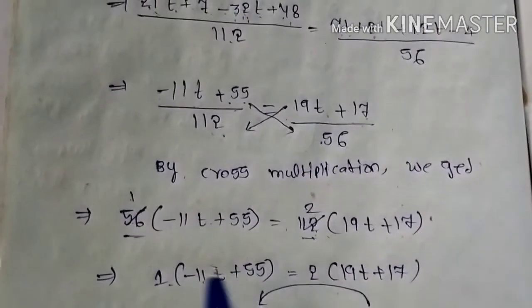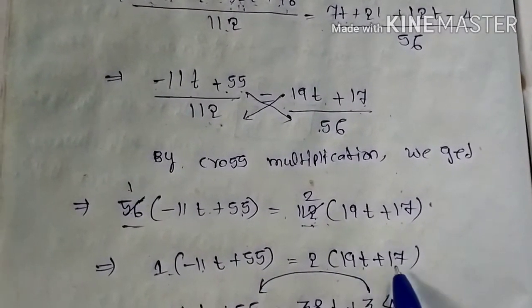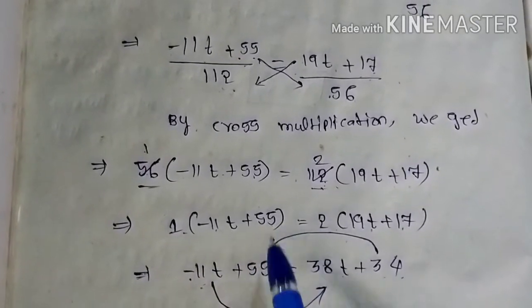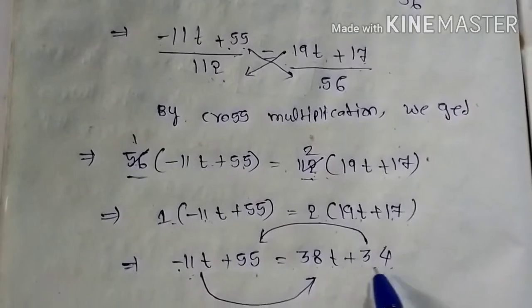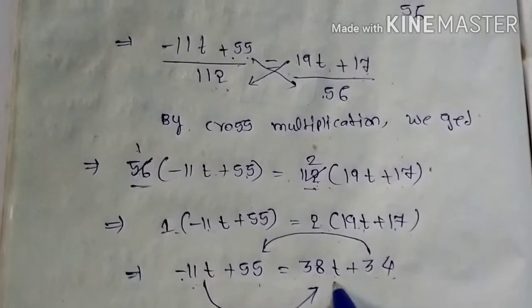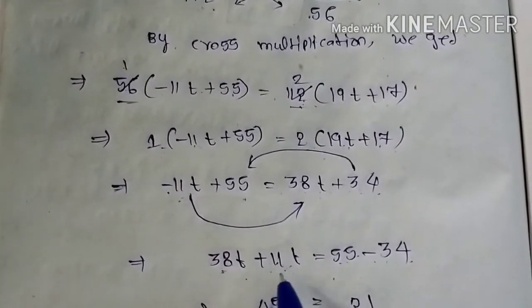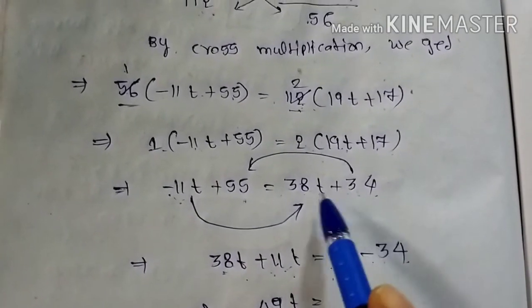So that I am writing here, see, 1 into minus 11t plus 55 is equal to 2 into 19t plus 17. Now you can see here 1 into minus 11, minus 11t plus 1 into 55, 55 is equal to 19 ja 38t plus 2 17 ja 34. Now you can transpose minus 11t to RHS, 34 to LHS. So that I am writing here 38 plus 11t, minus will become plus, t is equal 55.